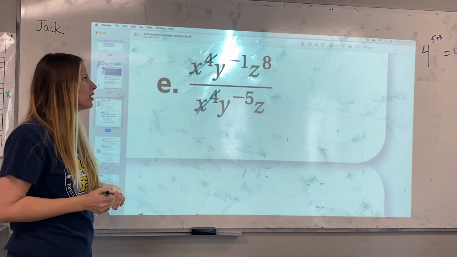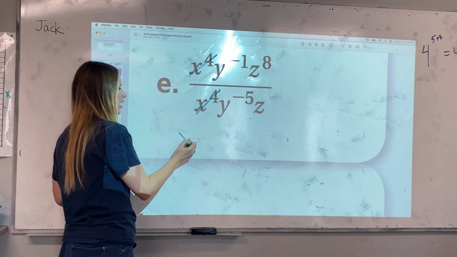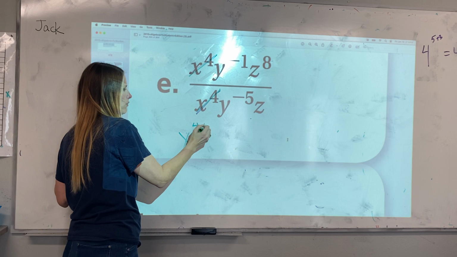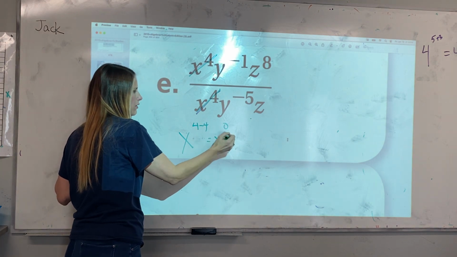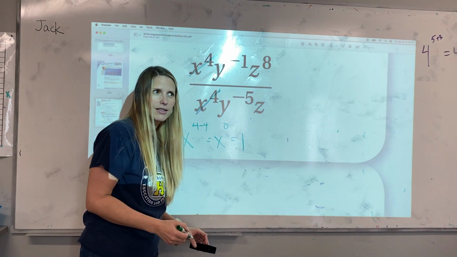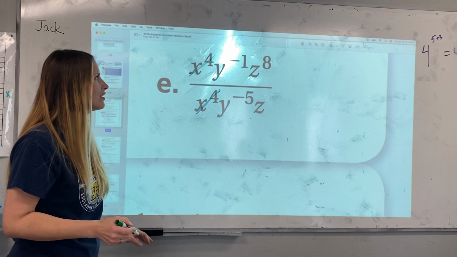Now it works. So that was really simple. You know how else I can prove that they cancel out? Watch this. X to the fourth minus 4, x to the 4 minus 4 equals x to the 0, which is just 1. X over x is 1.